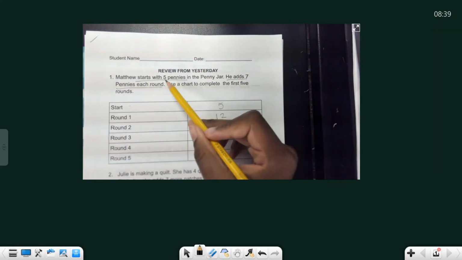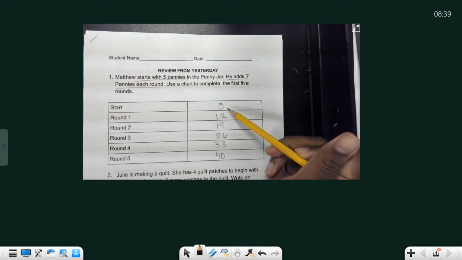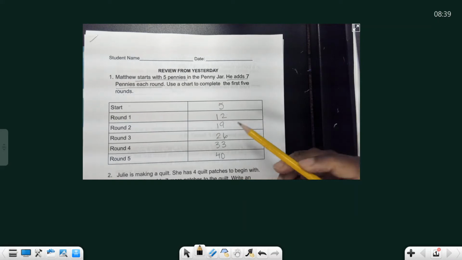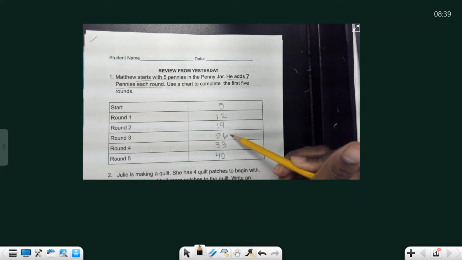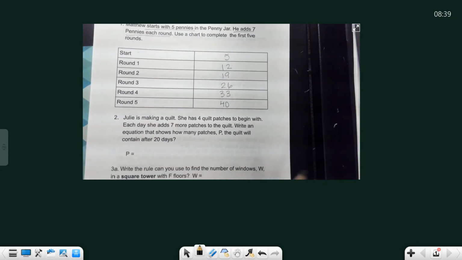So again, you start with your start number, but then you add this number for each round to that start number so that you'll see 5 plus 7 is 12, 12 plus 7 is 19, 19 plus 7 is 26, 26 plus 7 is 33, 33 plus 7 is 40. Let's take a look at number 2.